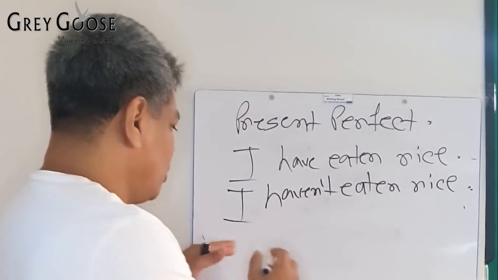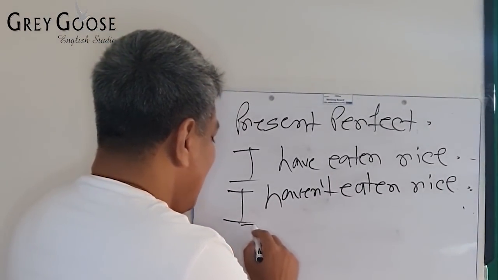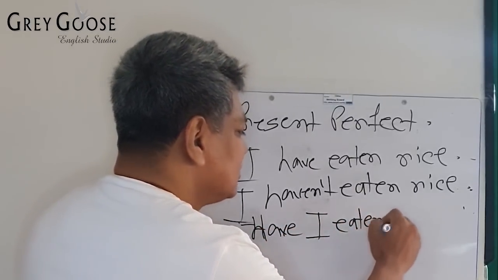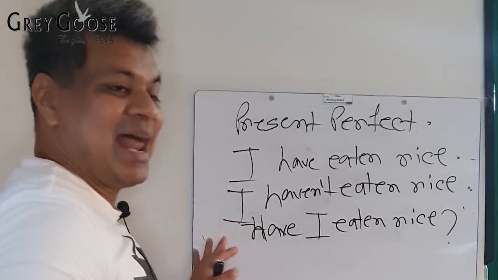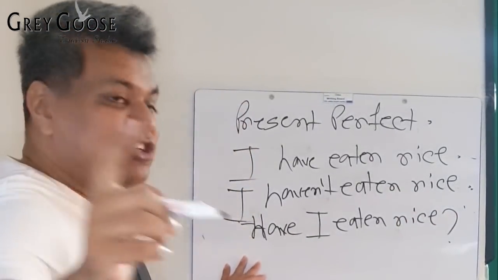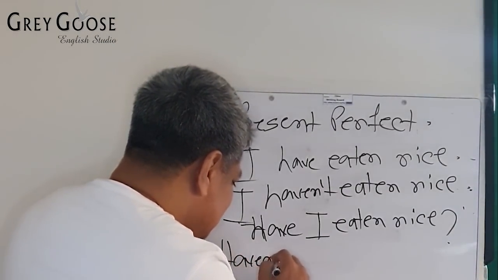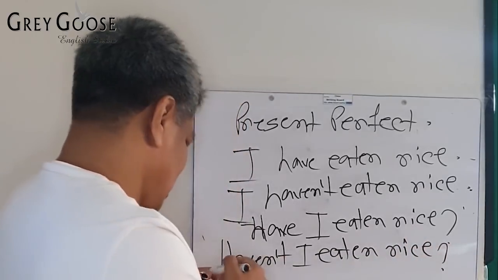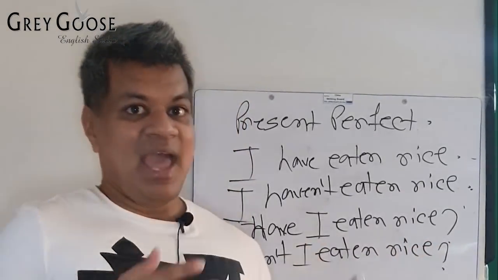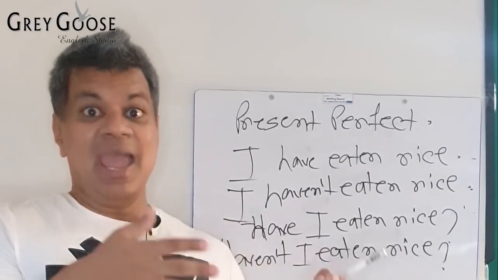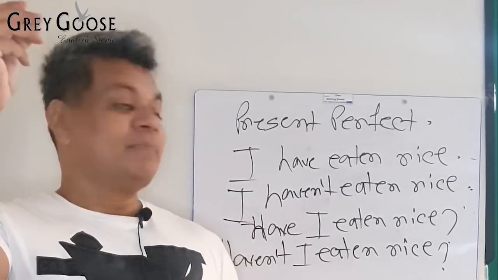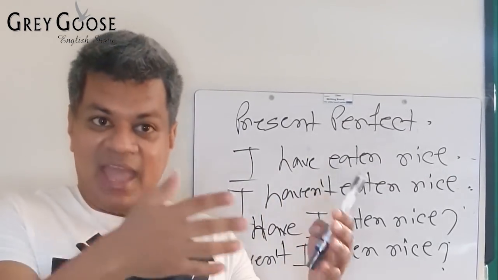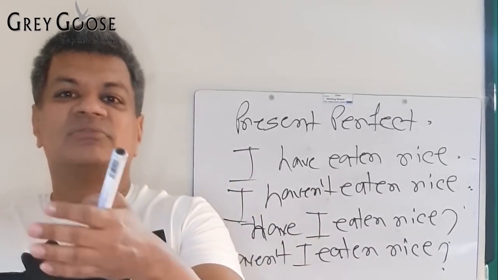Interrogative, as we've been doing. Have I eaten rice? Question mark. Last. Negative interrogative. Haven't I eaten rice? So it goes like this. I have eaten rice. Negative. I haven't eaten rice. Interrogative. Have I eaten rice? Negative interrogative. Haven't I eaten rice?